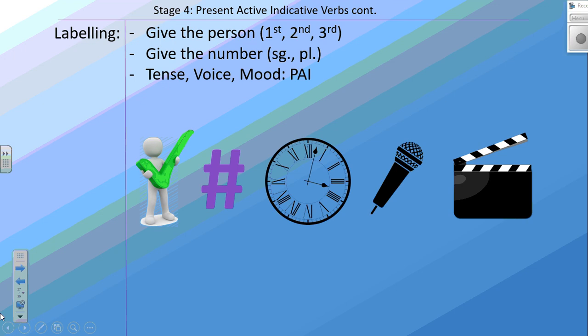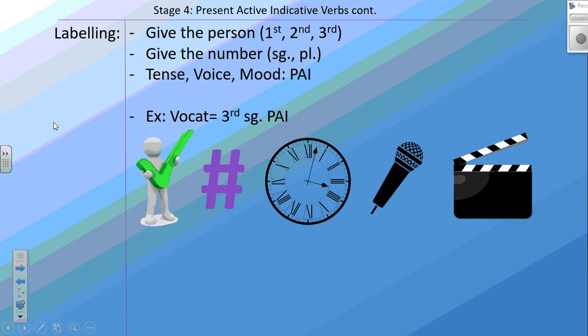For the next few weeks, you're only going to know present active indicative verbs. So till like second semester, the only tense, voice, and mood you're going to have is PAI. I don't like to waste time or space spelling that out, so I'll call these PAI, not present active indicative verbs, but that's what I mean by them. So for example, if I gave you vocat, you'd look on your chart, you'd see that T, it's third person singular, and it's present active indicative, PAI.